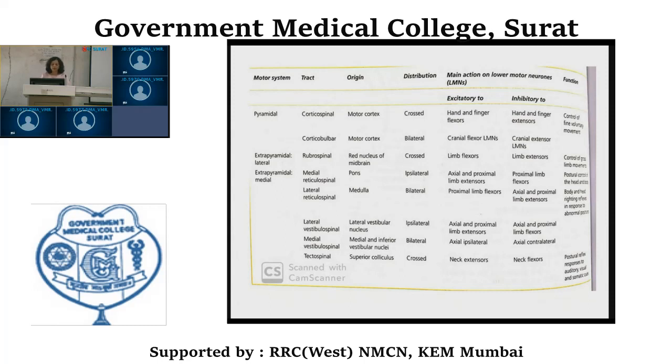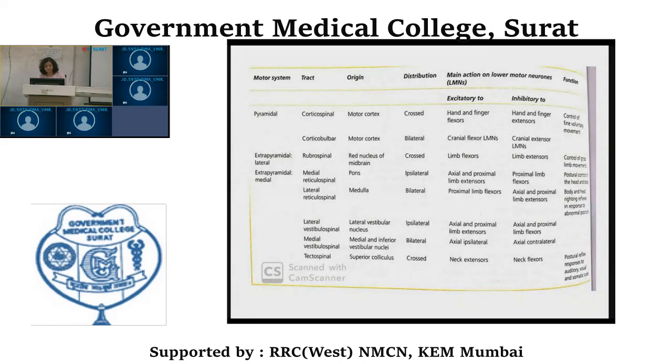Then another tract, the extrapyramidal medial group, that is the vestibulospinal tract. There are two tracts: the lateral vestibulospinal tract and the medial vestibulospinal tract. The lateral vestibulospinal tract arises from the lateral vestibular nucleus, and its distribution is ipsilateral. It is excitatory to axial and proximal limb extensors.